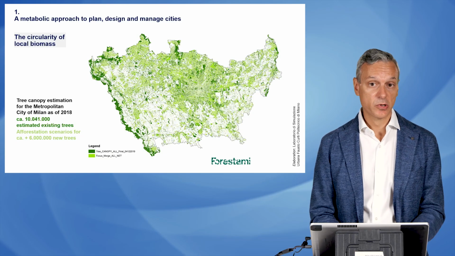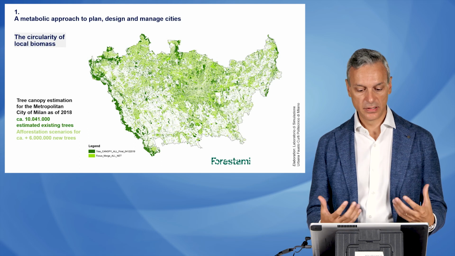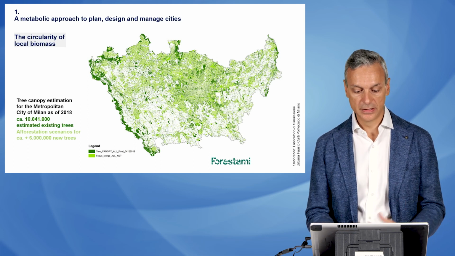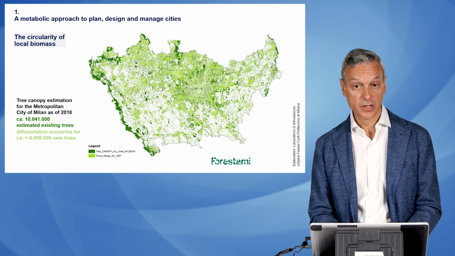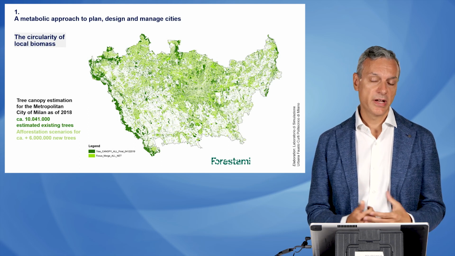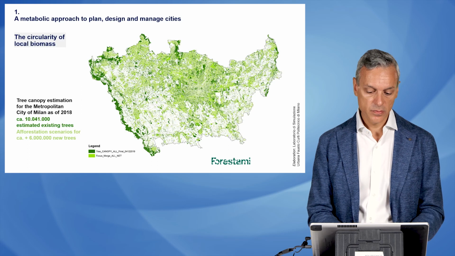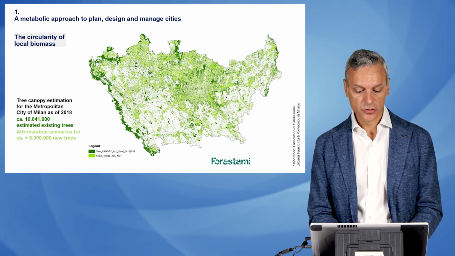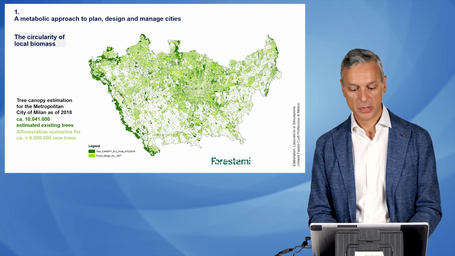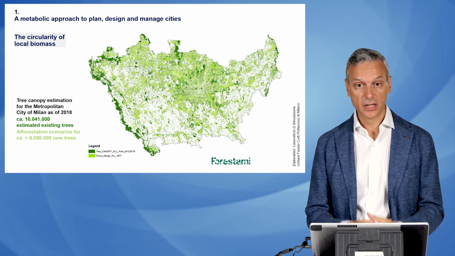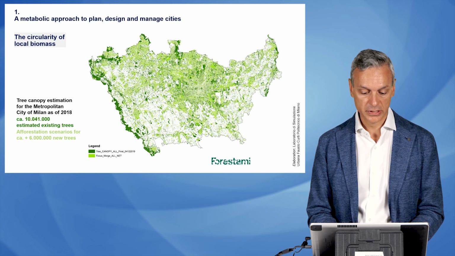We have several examples of how to deal with resources at territorial and regional level and city level. An example is urban afforestation processes and projects. This is very popular now, and also in Milan we have a Forestami project where we developed a scenario on how to implement tree coverage over the metropolitan area of Milan.